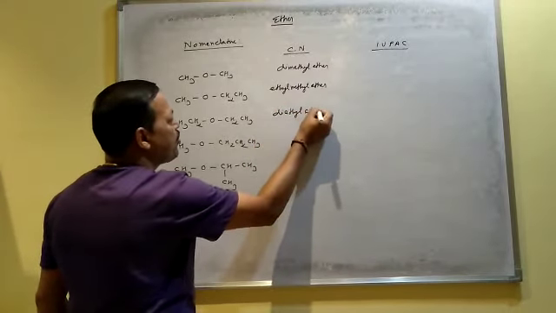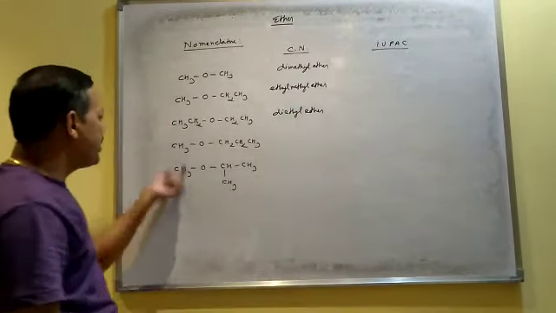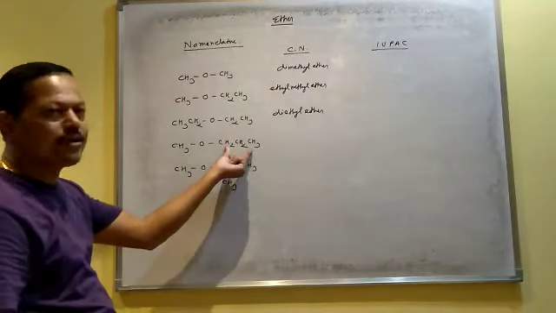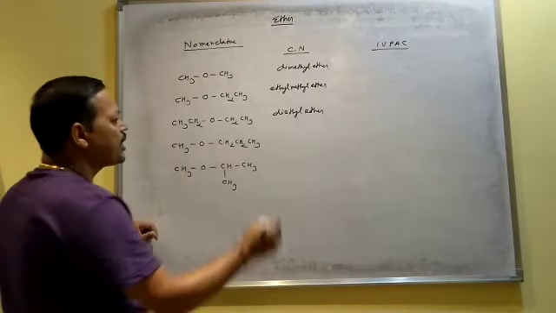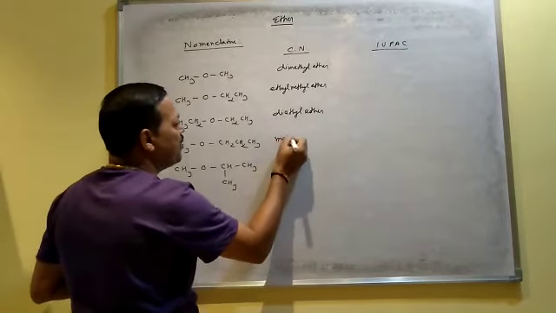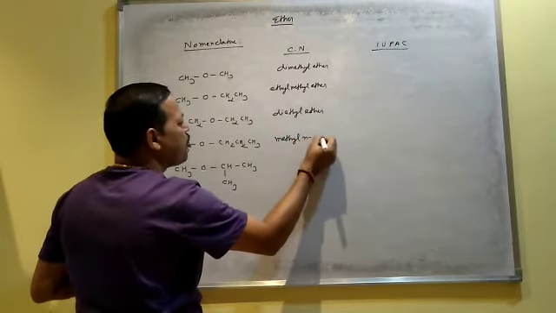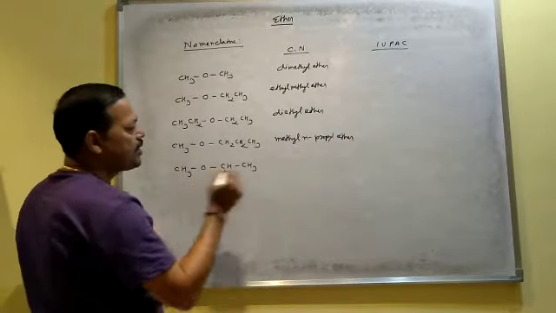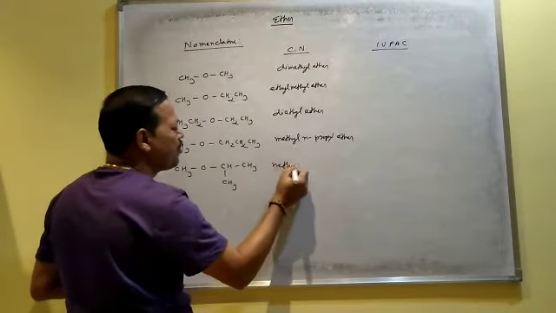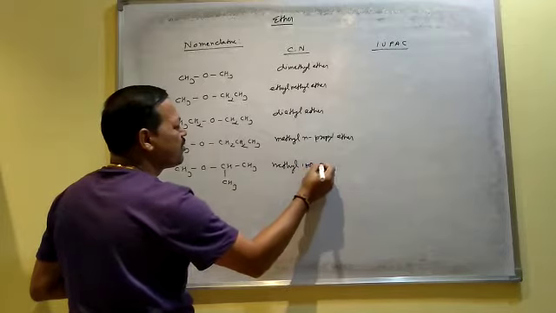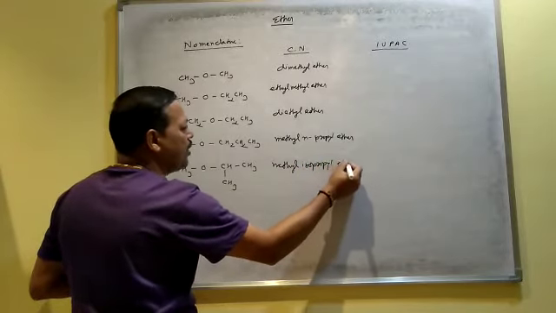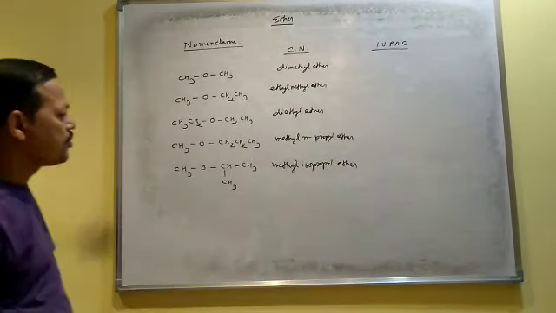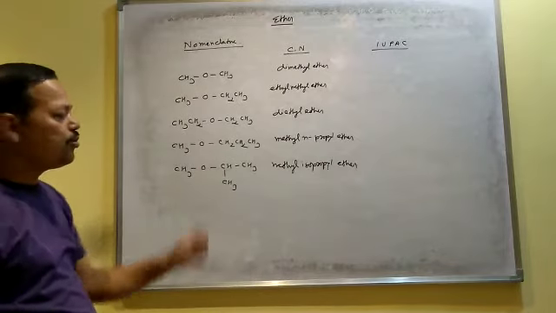These are common names, not the IUPAC. Here this is a methyl group, this is a propyl group. Propyl means normal propyl, that's why it is called methyl n-propyl ether, I mean normal propyl ether. And this is called methyl isopropyl ether, because this group is called isopropyl group.